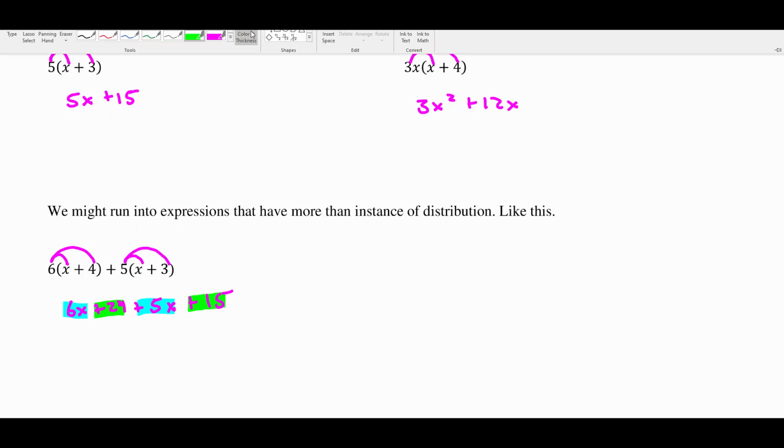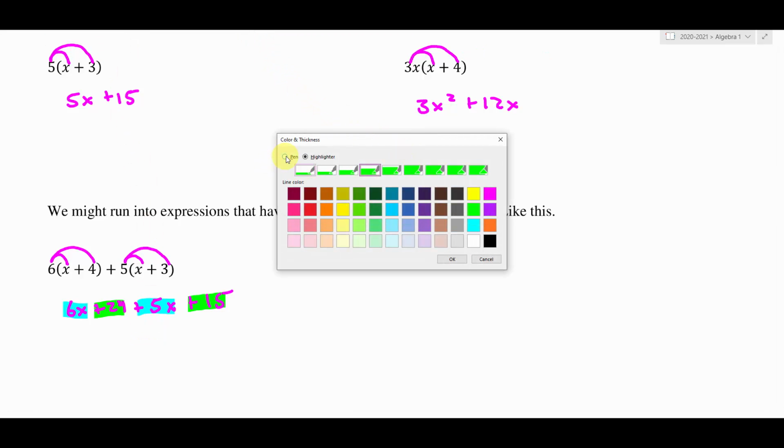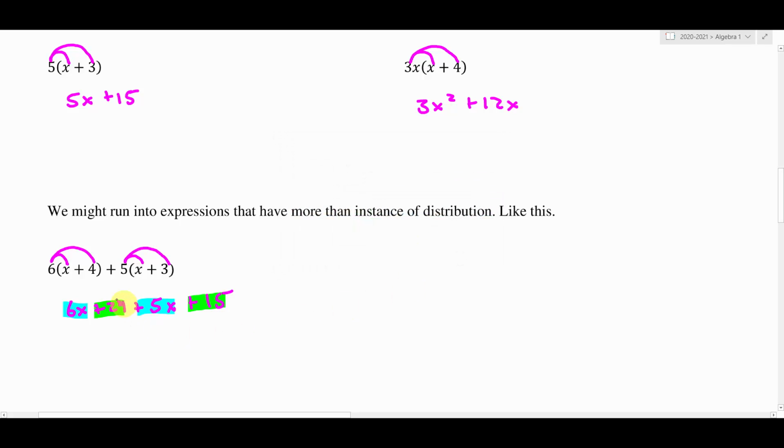So now I just need to take my time and combine my like terms. Okay. So when I combine 6x and 5x, that gives me 11x's. When I combine 24 and 15, I get 39. So I have 11x plus 39. This would be my final result. I went from this mess, right, with a whole bunch of stuff, parentheses and everything else, to something much simpler and easier to work with by getting rid of the parentheses and then combining like terms. So this is what we're looking for. Okay.